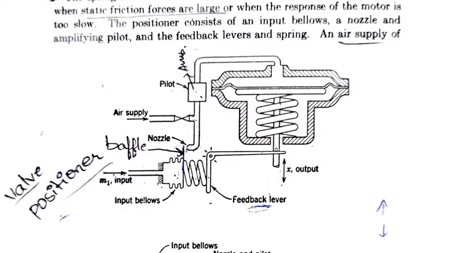So that includes the input bellow, nozzle, as well as the amplifying pilot and feedback lever and spring. So all of these components together are called a positioner. Once again, this is the second type of pneumatic actuator, which is a spring actuator with positioner.